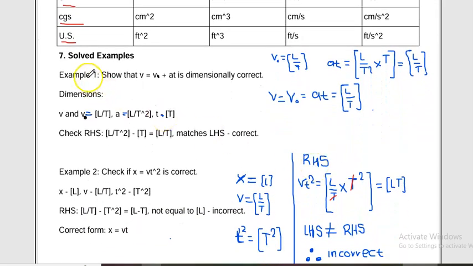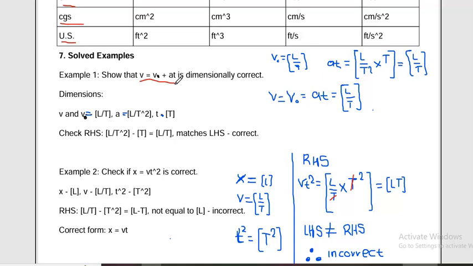So this is our first example. It reads, show that V is equal to V naught plus A times T is dimensionally correct. What a very interesting question. So here we have been asked to show if this equation is dimensionally correct.